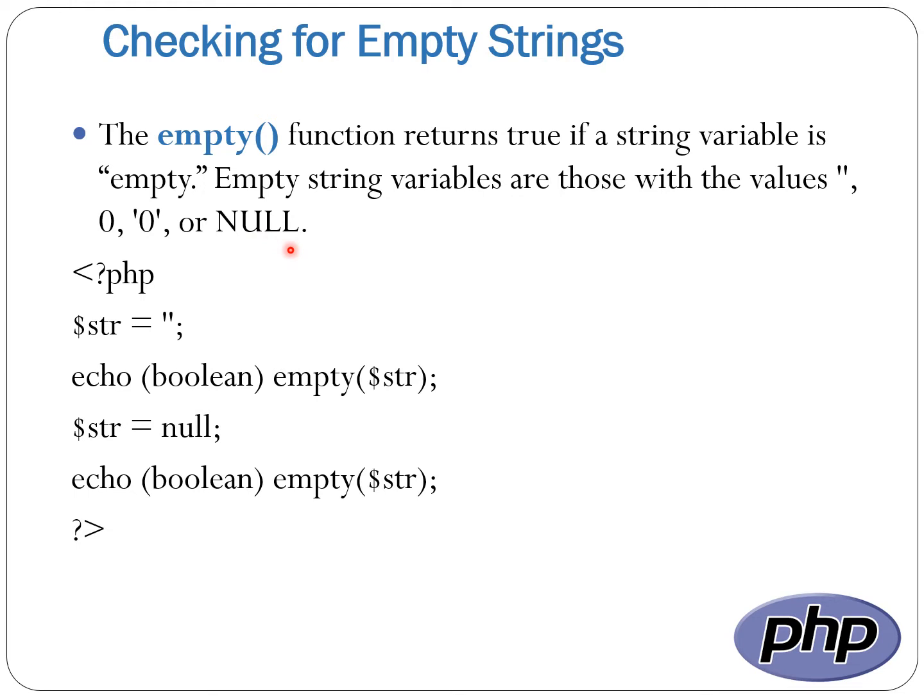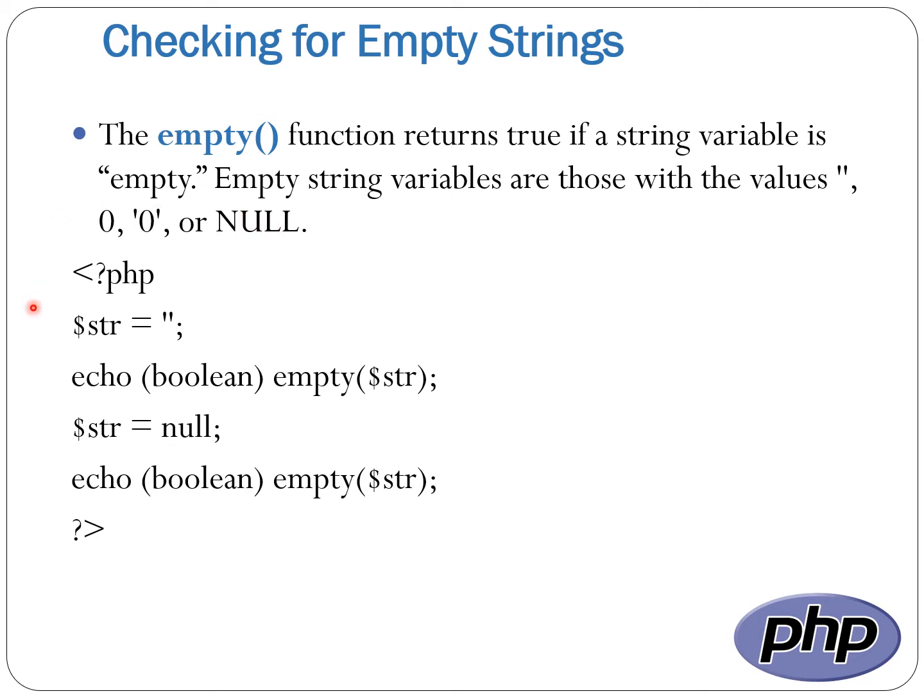So if we have a variable with any of these values, like empty single quotes or double quotes, then 0 enclosed in single quotes or double quotes, or null, the empty function should return a true value. Otherwise, if any other valid value is present in the variable, it will give a false value. So the empty function is used for checking empty strings.